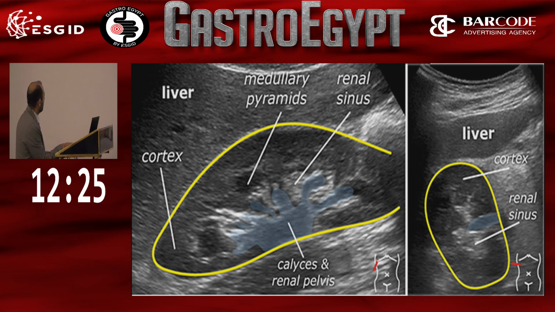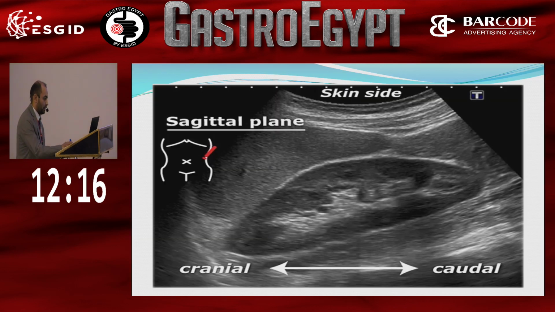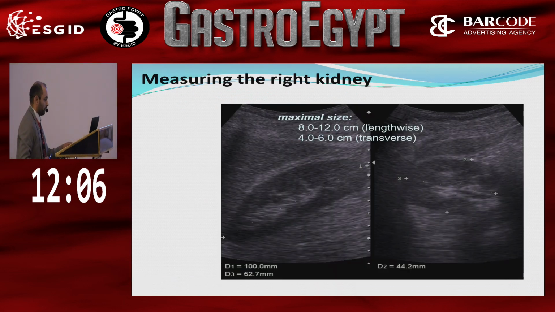This is the ultrasound anatomy of the kidneys: renal cortex, medullary pyramids, and the renal sinus fat. Okay. Also, this is cranial. This is the longitudinal section, and here is the upper pole, and this is the lower pole. If I take any measurement for the kidney, I have to measure it in 3 planes: longitudinal section from cranial to caudal, anteroposterior, and from right to left, transverse.